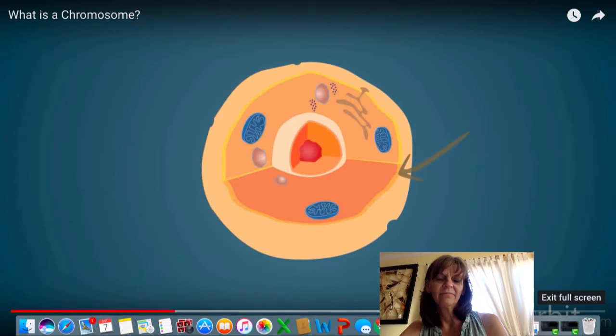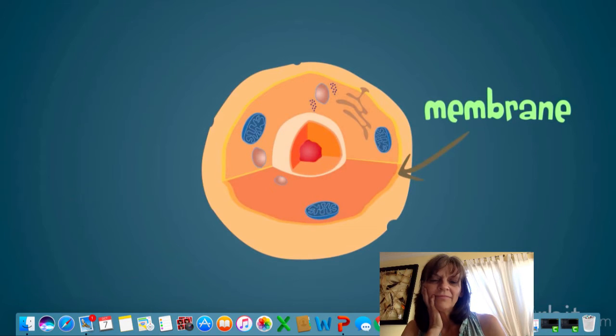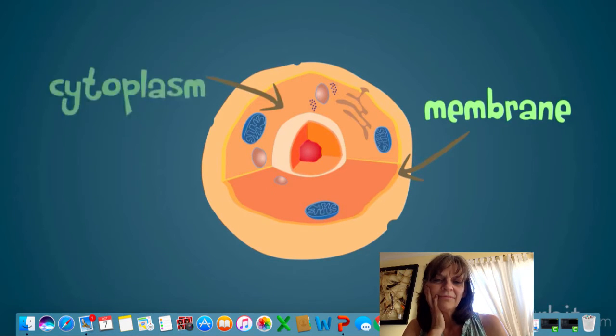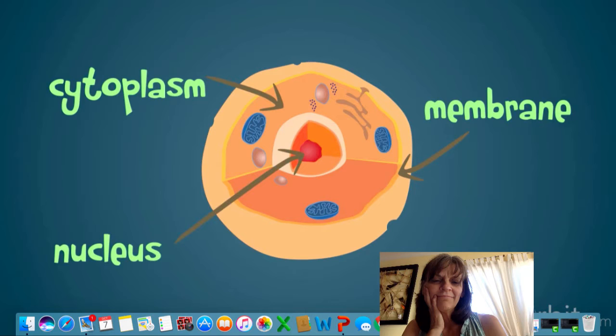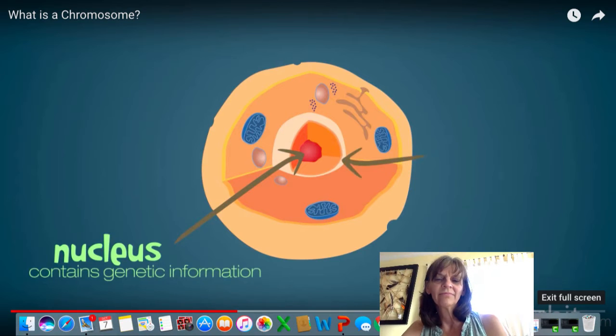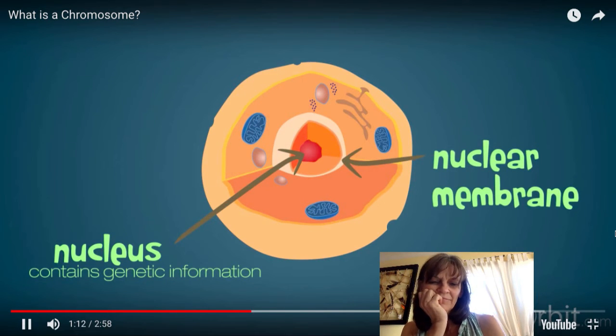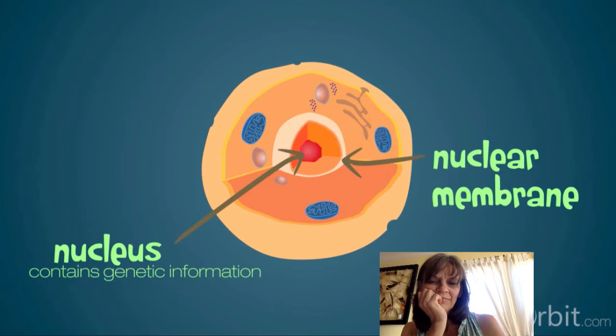All human cells have an outer border that's the boundary of the cell, called the cell membrane. A liquid material called cytoplasm is inside the cell membrane, and there's a large structure suspended in the cytoplasm called the nucleus. The nucleus is the part of a cell that contains the genetic information. The nucleus is surrounded by a nuclear membrane that, like the cell membrane, makes a boundary around the nucleus.